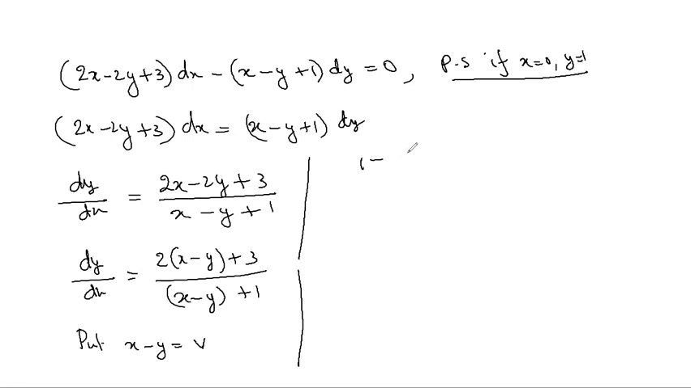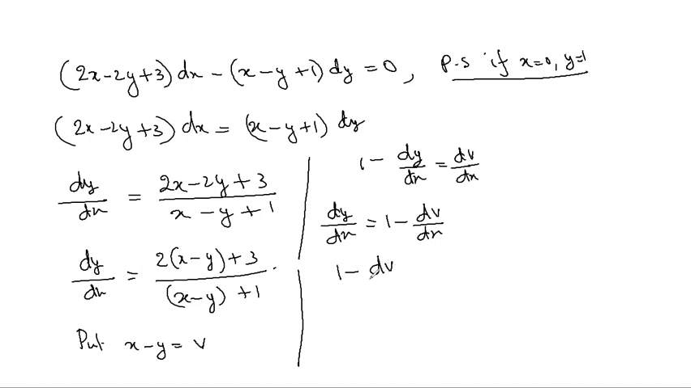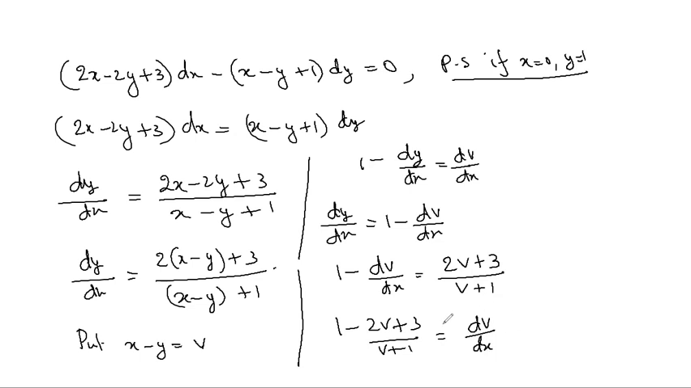So 1 minus dy by dx is dv by dx. In place of dy by dx, I can replace 1 minus dv by dx. Be careful while transferring. This went to this side, dy by dx went to the other side. Now I'll substitute in the left hand side. So 1 minus dv by dx is (2v plus 3) upon (v plus 1). So 1 minus (2v plus 3) upon (v plus 1) is dv by dx. I always try to keep dv by dx positive. If the function is negative, it's okay, but try to keep dv by dx positive.